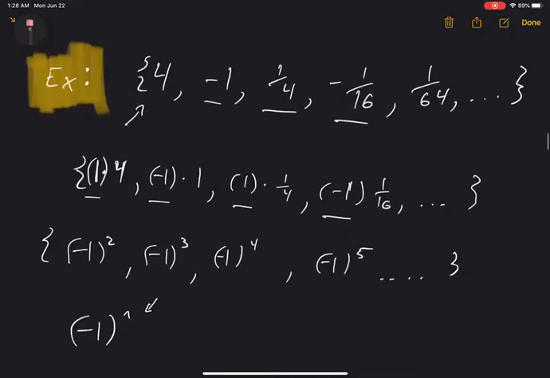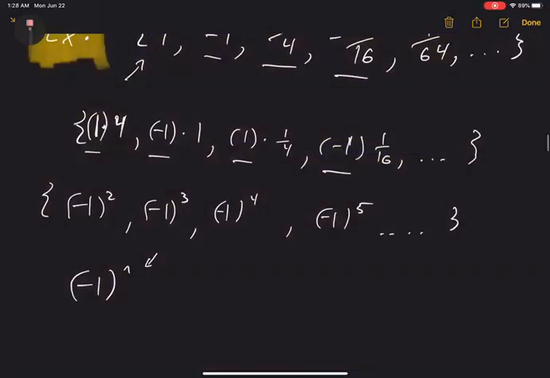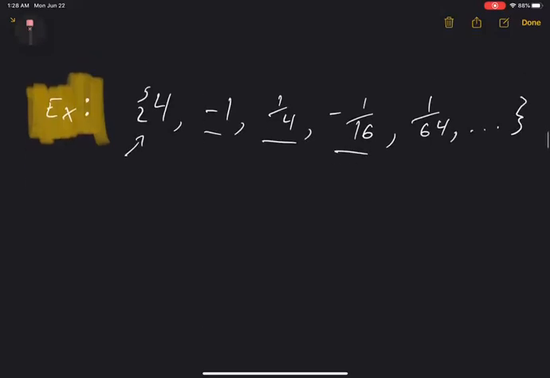So the short story is when we have these alternating signs, when I see positive, negative, or negative, positive, that's either going to be negative 1 to the power n or negative 1 to the power n plus 1. And we just need to make sure our form matches with what we're seeing. In this case, we're starting with a positive number, so I'm probably going to use this one.